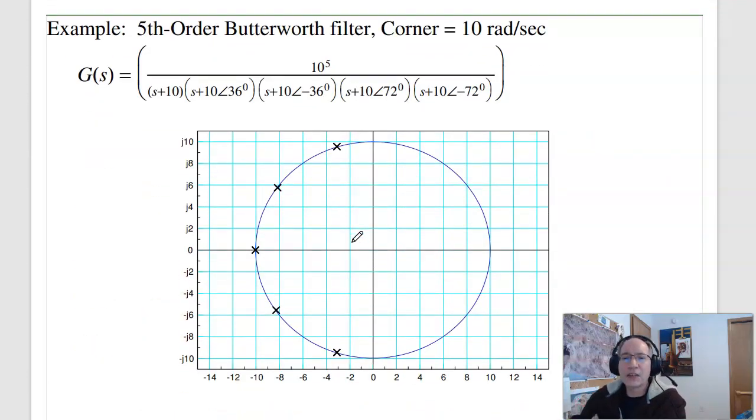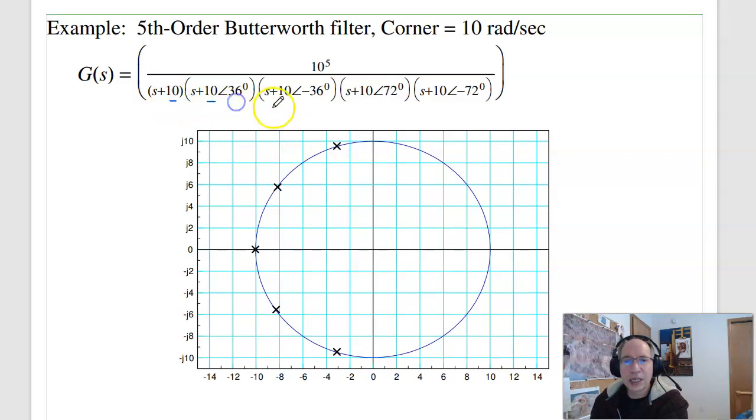And again, a 5th order Butterworth filter looks like this. I've got 5 poles on the inner circle. If I want the corner to be 10 radians per second, I place 5 poles on a circle with a radius of 10. 20 radians per second, the circle's at 20, and so on. So this number right here is the amplitude of the pole. That's your corner frequency. And the poles are 36 degrees apart. So again, this is 36 degrees. That's 36 degrees. And the numerator is whatever it takes to make the gain 1. That's the form of the Butterworth filter.